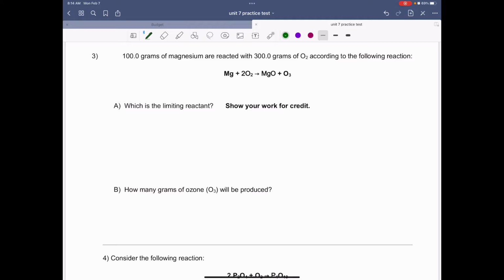So we have 100 grams of magnesium, and we're going to convert that into moles. That's going to be easy because magnesium is just 24.31. So 24.31 grams for 1 mole of that stuff. So 100 divided by 24.31, and I get 4.11. So we get 4.11 moles of magnesium. So the molar ratio between this and this is a 1-to-1. That's going to be easy. So 1 mole of magnesium will produce 1 mole of O3, which is ozone. So that's just going to be 4.11 moles of O3.